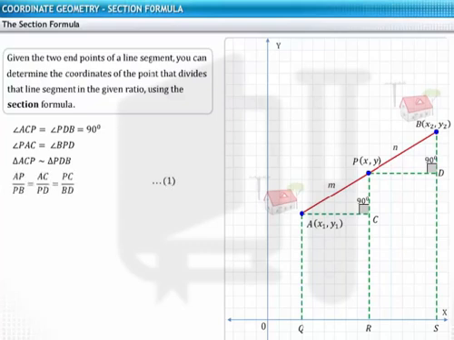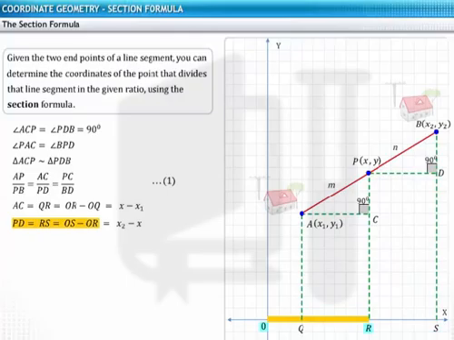This leads us to equation 1. AP divided by PB is equal to AC divided by PD is equal to PC divided by BD. As you can see from the graph, AC equals QR. QR is equal to OR minus OQ, which is x minus x1. Thus, AC is equal to x minus x1. Similarly, PD is equal to RS. Thus, PD is equal to RS, which is OS minus OR, equal to x2 minus x.